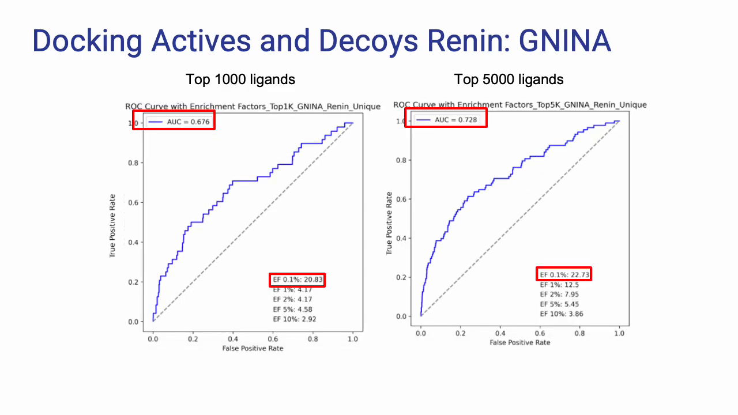For renin in NINA, it had AUC values of 0.68 and 0.73 for the top 1,000 and top 5,000 ligands respectively, with EF values of 20.8 and 22.7, reflecting moderate discrimination and low enrichment.